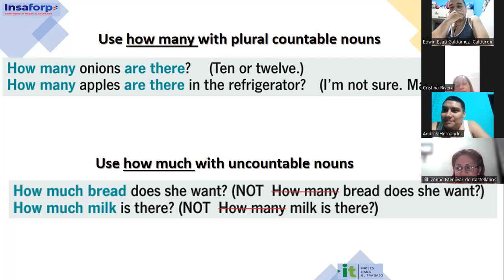Listen. ¿De qué color eran las mangas del chaleco rojo de Napoleón? ¿De qué color eran? Rojo. Rojas. No, los chalecos no tenían mangas. Ajá, chalecos no tienen mangas. Ok, very good. No tenía.